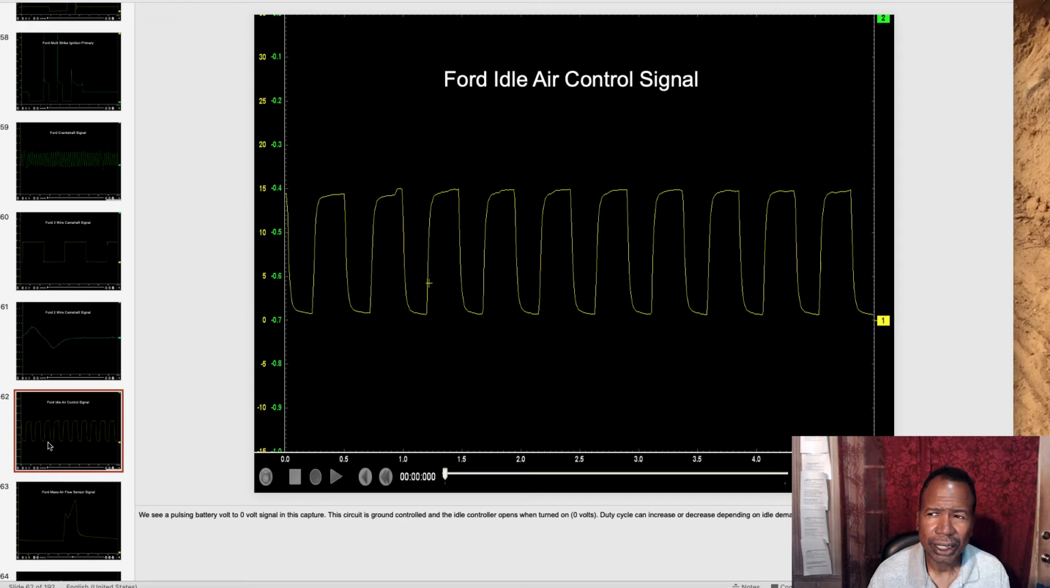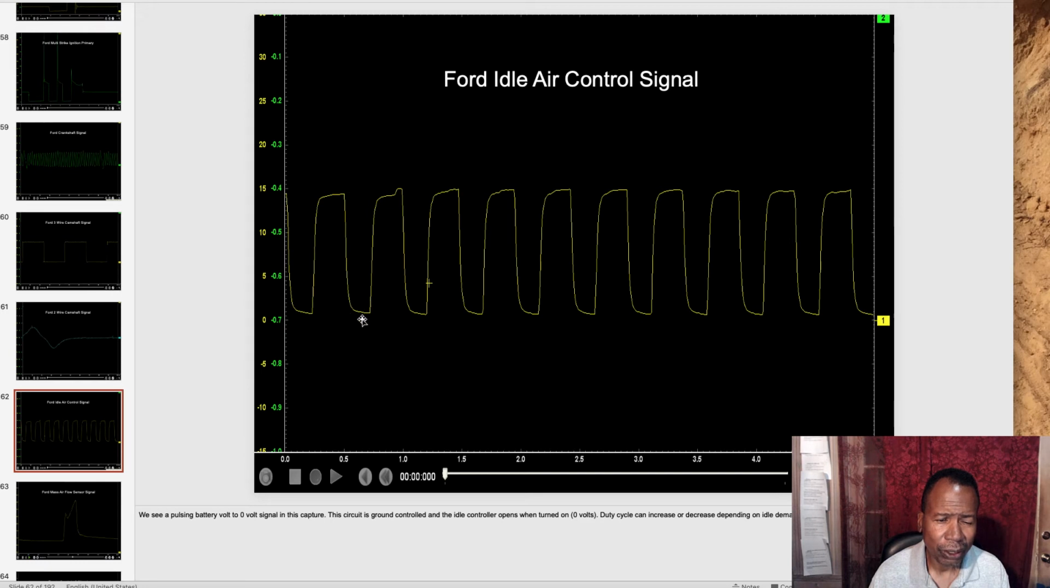This next one is an idle air control motor on a Ford, which has battery voltage of 14 volts going to it, but it's ground controlled. You can see here, this is system voltage. You can see it's being pulled to ground. Now since it's ground control, if this increases, my idle increases. If it decreases, my idle decreases. It's all based on demand at idle, like AC coming on, or deceleration, or you turn the steering wheel. I control my idle here.